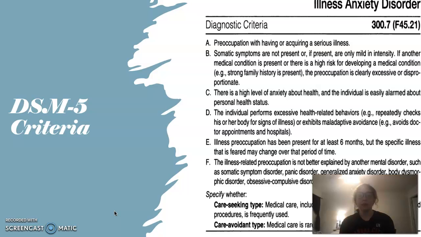And this will be important later when we're looking at differential diagnosis, because if somatic symptoms are present, it'll be a different diagnosis. Criterion C is that there's a high level of anxiety about health, and that the individual is easily alarmed about personal health status. Criterion D is that the individual performs excessive health-related behaviors, for example, repeatedly checking his or her body for signs of illness. And as some of you may realize, that's kind of similar to OCD. So again, we'll talk about that later in differential diagnosis, how to tell the difference between those two.